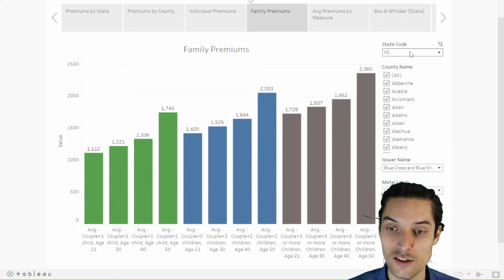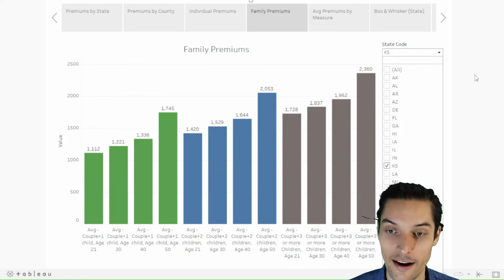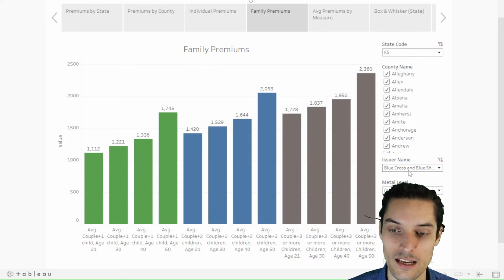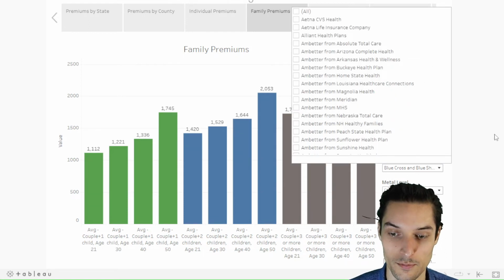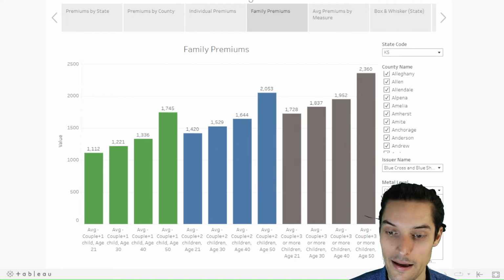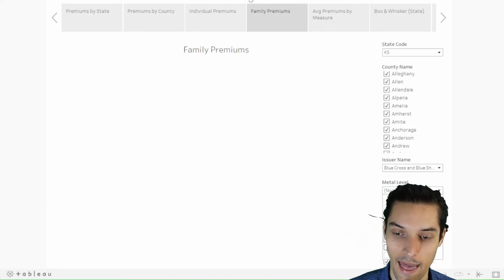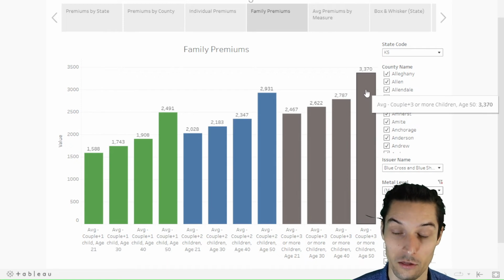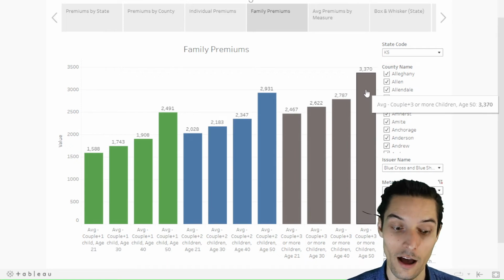And so as you can see, I'm looking at the state code right now. I'm looking at Kansas. I can drill down and look at the specific county, and I'm looking at the issuer name of Blue Cross Blue Shield. I can also look at the metal level and say, okay, I really only want to see instances of gold and platinum, for example. And I can see that for gold and platinum, if you have more than 3 children and you're age 50, then you're going to be paying $3,000 per month for healthcare premium.